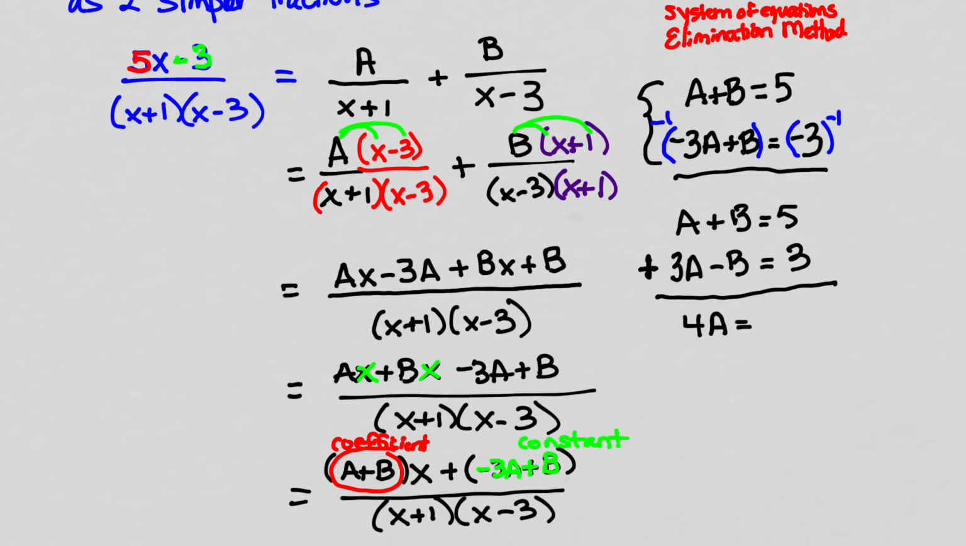But if I add straight down, notice my positive b and my negative b go away, and we're just left with 4a equals 8. And when I divide both sides, a is 2. And then I go back and substitute to get my second value. So I know that a plus b is 5 from my first equation up here. Since a is 2, that means 2 plus b is 5, and so b is 3.